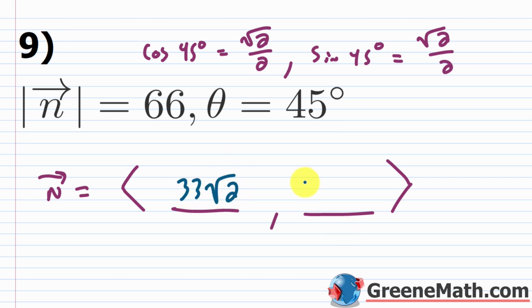Now, I'm going to get the exact same thing over here. Why? Because now I have the magnitude of my vector n, which is 66, times the sine of 45 degrees, which again is square root of 2 over 2. So 66 times square root of 2 over 2 is going to get me right back to this 33 times square root of 2. So this would be my component form for the vector n.